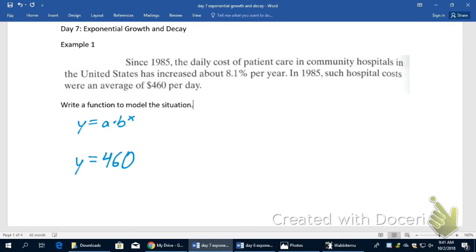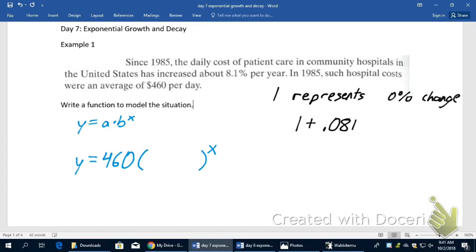Now, let's go ahead and take a look at this first problem. On this one, $460 is my initial population for the money back in 1985, and that's how much it initially costs whenever they started this function. Next, I'm going to figure out what B is, and to do that, I'm going to take 1 and I'm going to actually add 8.1% to it, and here's what that looks like.